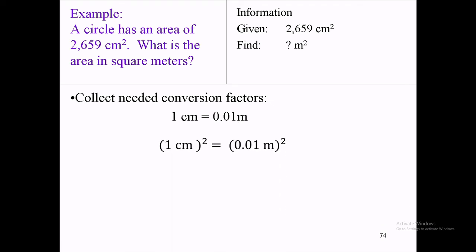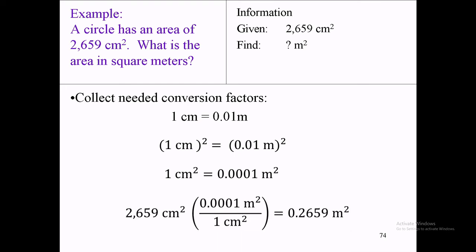We can take that fact and take both sides of this equation and square them. Here we're squaring the 1 and we're squaring the centimeter unit. Here we're going to square the 0.01 and square the meter unit. Once we're done with that operation, we get a relationship between square centimeters and square meters, where we see that 1 square centimeter is equal to 0.0001 square meters.